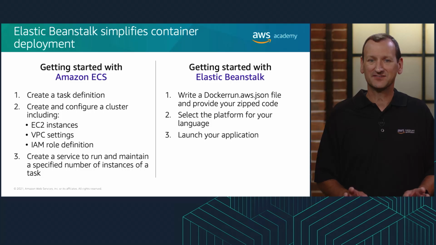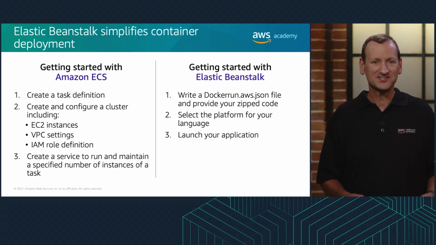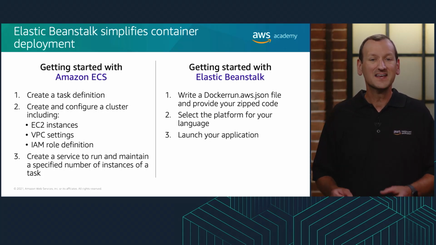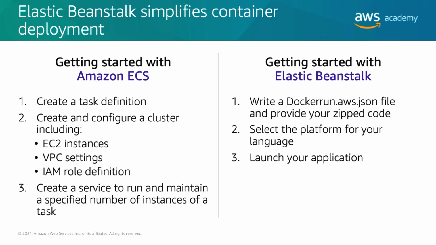Elastic Beanstalk uses Amazon ECS to coordinate container deployments to multi-container Docker environments. This simplifies the task of getting started with containers. Elastic Beanstalk takes care of ECS tasks, including cluster creation, task definition, and running tasks. You can also continue to customize your Elastic Beanstalk environment as you experiment and learn more about working with containers.